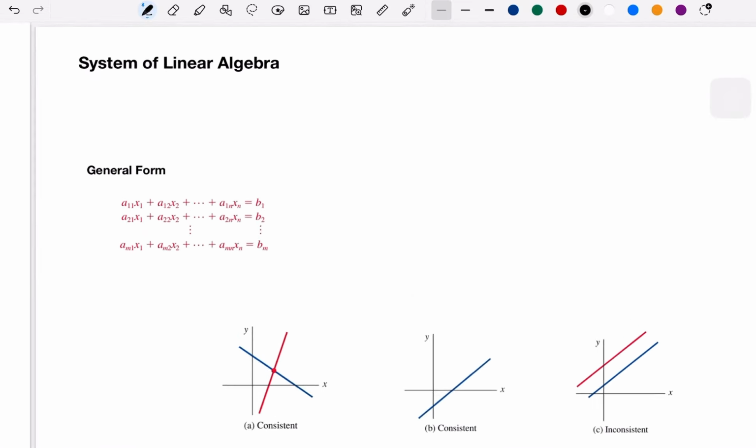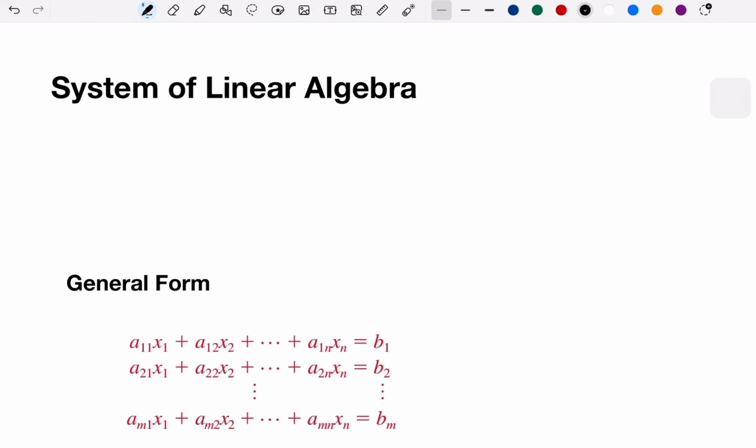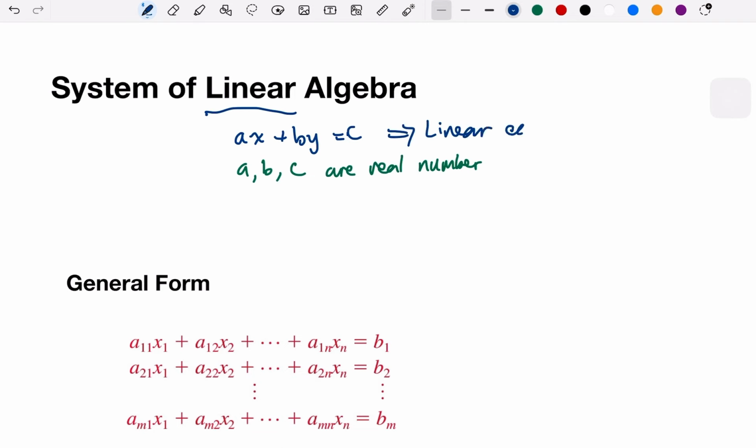Okay, so now we are going to discuss in more detail the system of linear algebra. Basically, we start from the definition of linear. I think it's easy to follow: for example, if we have ax plus by equals c, where a, b, c are real numbers, then we say this is a linear equation, right?